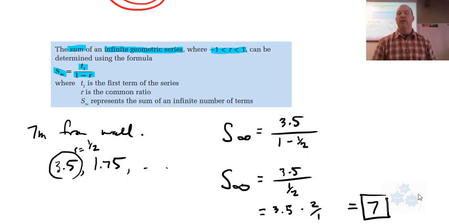Now, this is an approximate sum, right? This is still our best guess because we haven't added up an infinite number of things. That would take us an infinite amount of time to add up an infinite amount of things. But this is the pattern that we see.